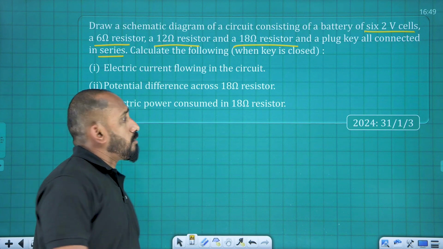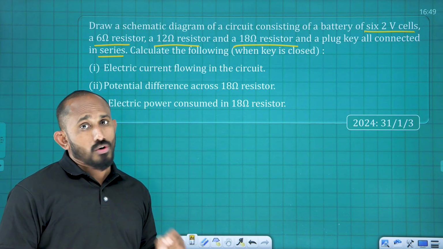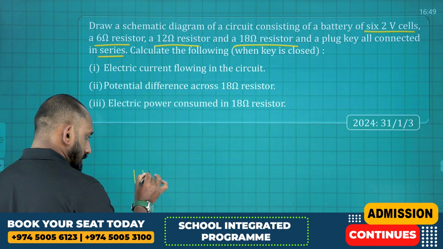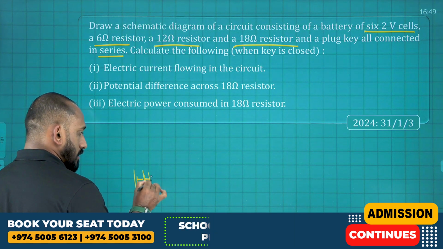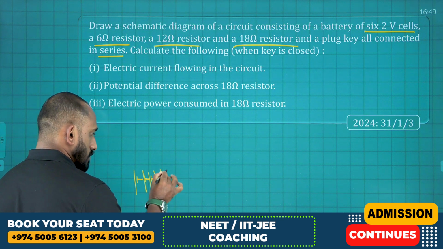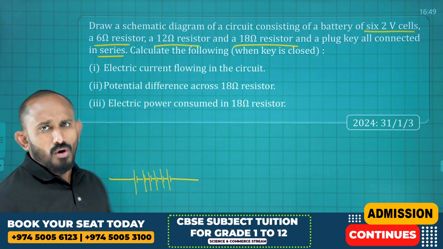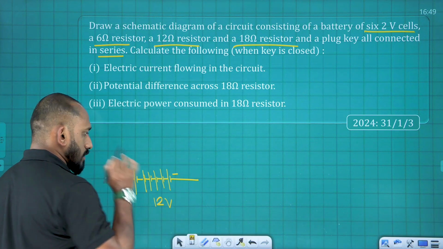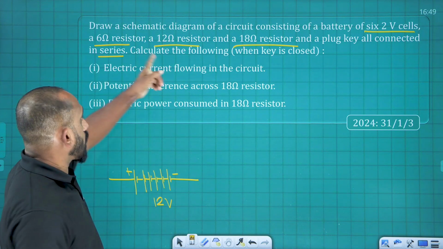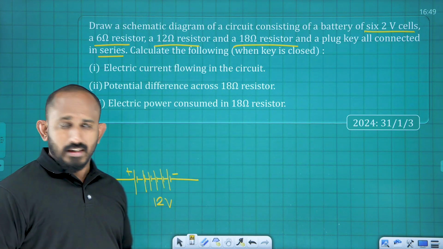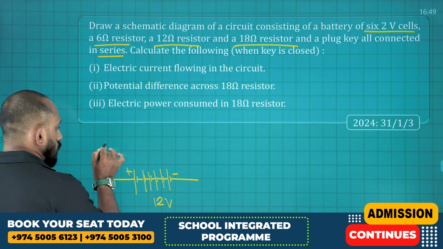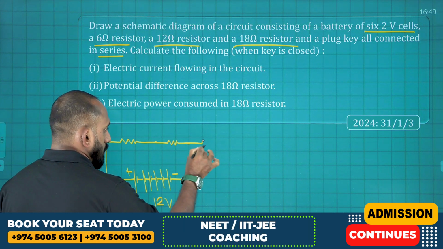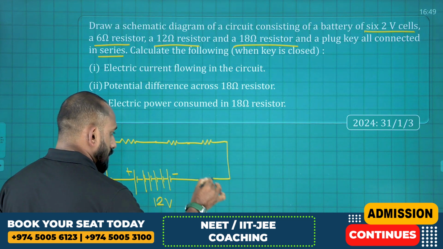So 2 volt cells means there are 6 cells, 6 into 2 is 12. Individual ones you can make, or as a whole, a 12 volt battery also you can make it. Not necessarily individual. So 12 volt, positive is here, negative is here. Then 6 ohm, 12 ohm, 18 ohm and a key are connected in series to the cells given. So it is first resistance, then second resistance, then third resistance, then there is a plug key.